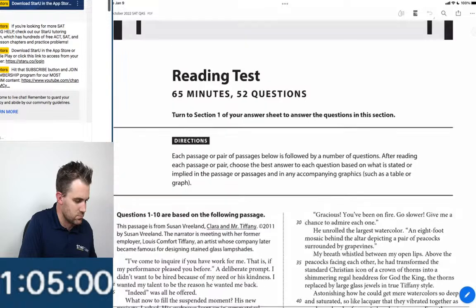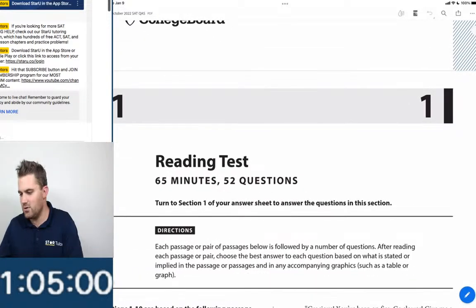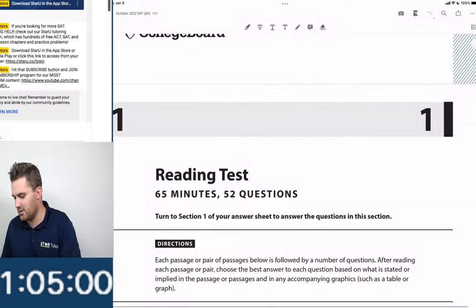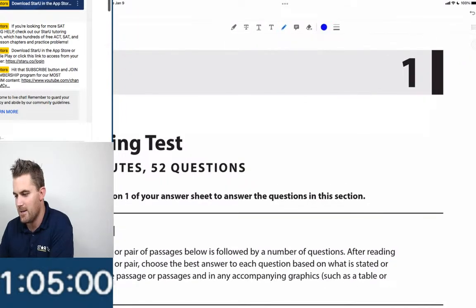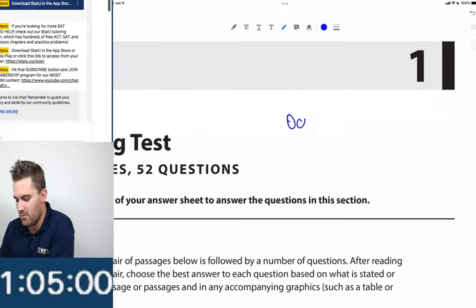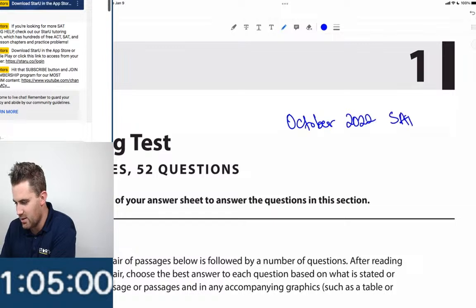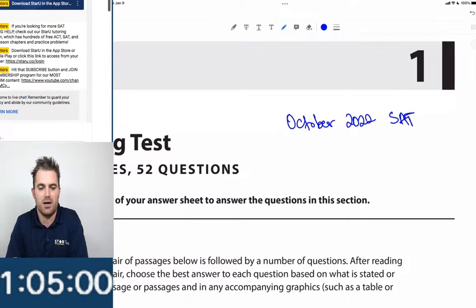Just for the record, guys, if you didn't see this before, hopefully you did when you logged in. This is for the October 2022 exam, so this is the test form. Below, in the details below the video, this is October 2022. We've also done the writing and language section already, and we've done the math no calculator section. If you're interested in checking out those videos, you certainly can.